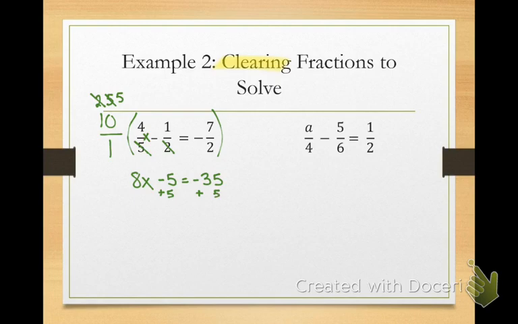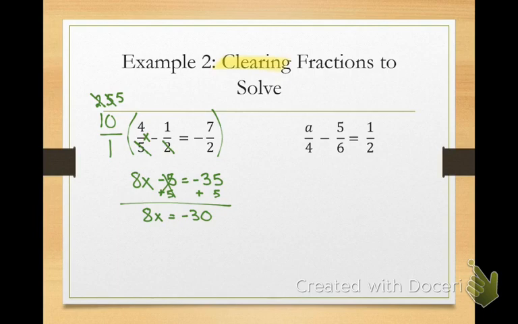All right, now here's where I have to fight this thought. Man, I'm supposed to have a whole number for my answer. But when I bring it down, I get 8x equals, what's negative 35 plus 5? It's negative 30. This isn't going to be a whole number. And that's okay. Most of the time, guys, when you're solving equations with fractions, your answer will not be a whole number.